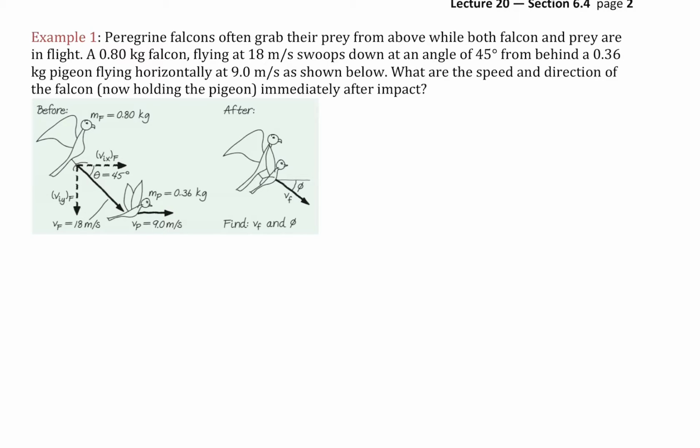And then afterwards, we want to find the direction of the falcon with pigeon. So it's going to be the combined mass immediately after the impact. And then that's the speed and direction. So we want the magnitude of that, VF, and we want phi. And that's it. That's what we're solving for. I even say right here, VF and phi. All right, so let's do it.